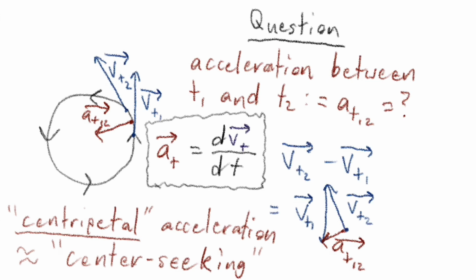In the next video, we'll discuss the magnitude of this acceleration vector and how it varies with the particle's velocity and the radius of the circle.